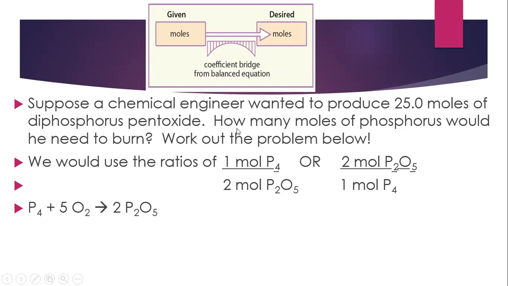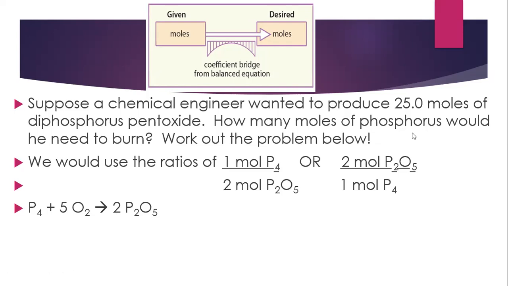Now it's telling us what to find. How many moles of phosphorus would he need to burn? So now we're trying to find phosphorus. So we're comparing these two, right? And so we're doing 1 mole of P4, comparing it to 2 moles of P2O5. So we're going to need this ratio somewhere in the problem. So let me go ahead and work that out for you.